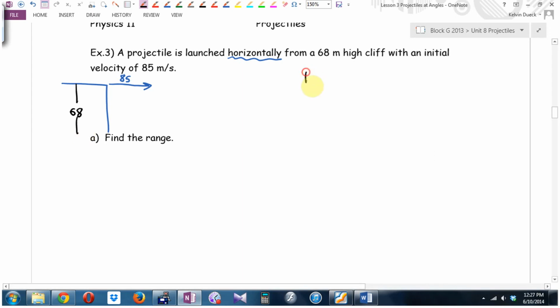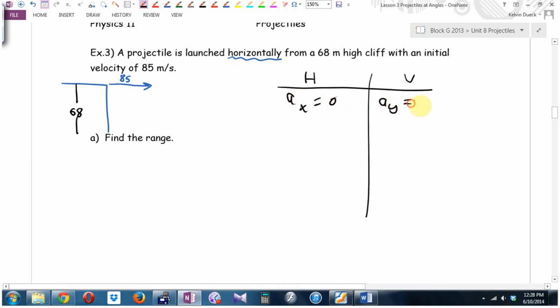We would still break this up into horizontal and vertical. We would still go AX is 0, AY is negative 9.8. What else do I know? I know VX and I know VY initial. What's VX? Don't need to do any trig here. It's horizontal. What's Vx? 85. And this is what you have to remember. When you're launched off a cliff, what's your initial vertical velocity for a split second? 0. That's still not enough. I know one more thing. What?